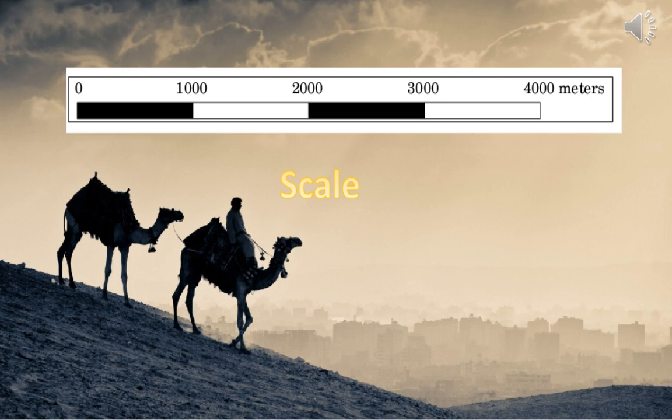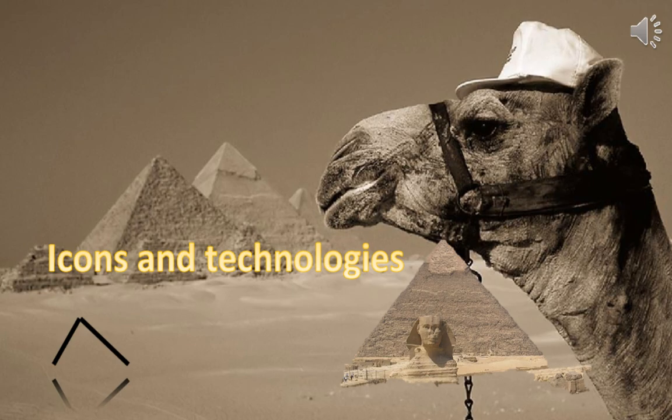Icons and technologies. Which or how many elements are included? We included one sphinx and the three pyramids of Giza. The sphinx is important because it was built toward the three pyramids of Giza and the worship gods. What does it represent? The sphinx is very important because it represents the essence of Egyptian culture.